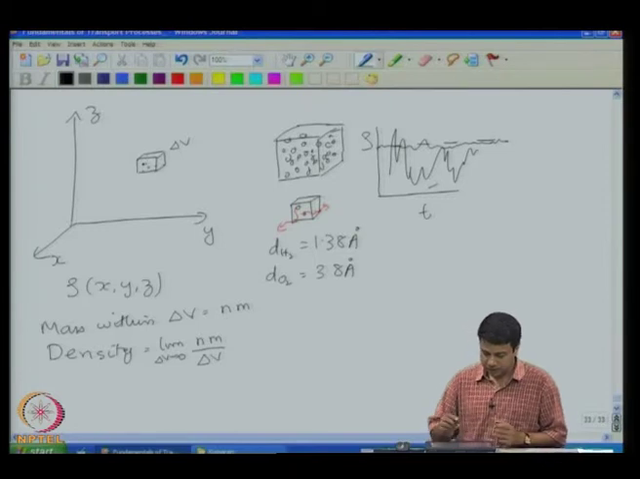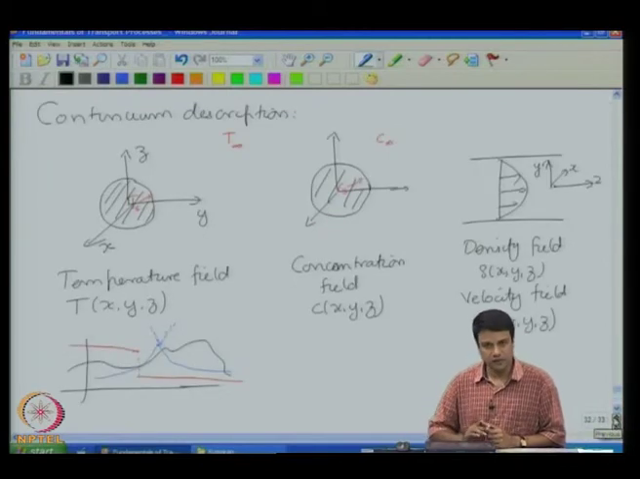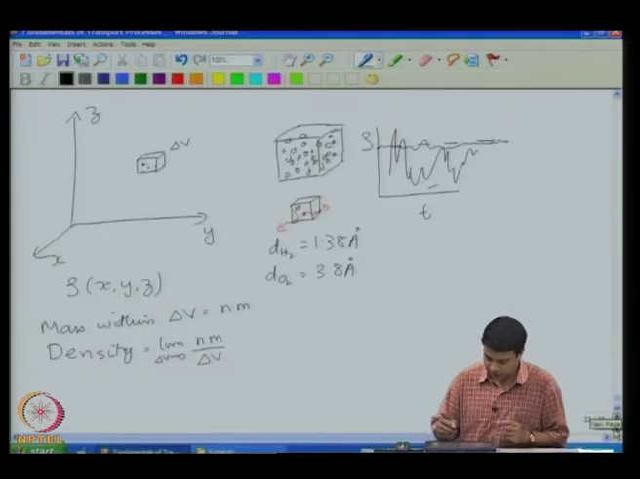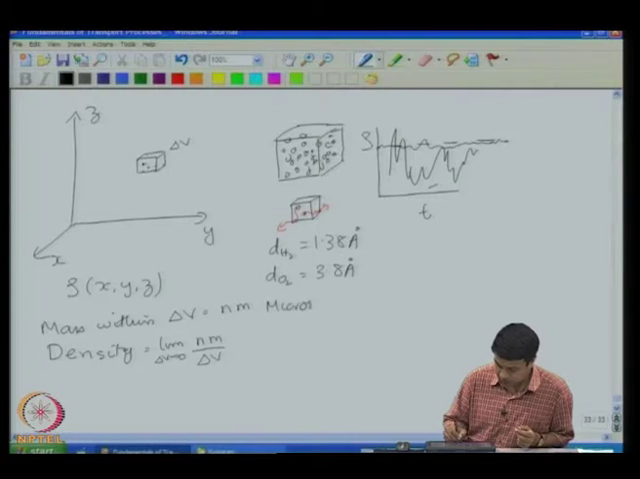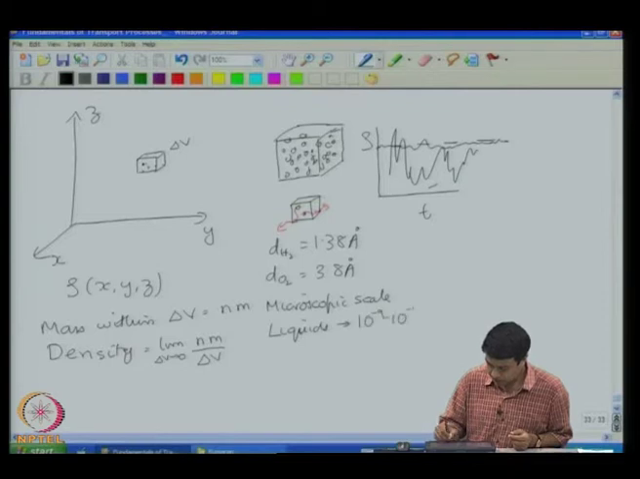So, therefore, in the case of liquids, this size has to be large compared to this angstrom level or nanometer level molecular size. Okay. However, it has to be small compared to the macroscopic size. Okay. So, for example, if I had a catalyst pellet diameter 1 millimeter or a pipe of diameter 1 centimeter, the volume that I consider has to be small compared to 1 millimeter or 1 centimeter. Okay. So, here I have a microscopic scale, which for liquids is about 10 power minus 9 to 10 power minus 10 meters.